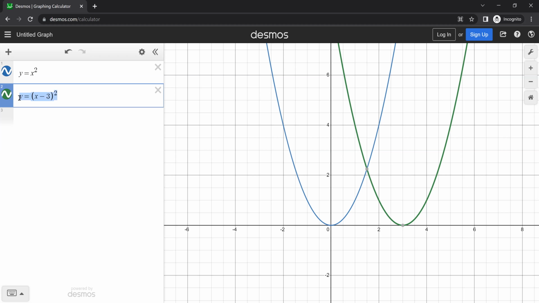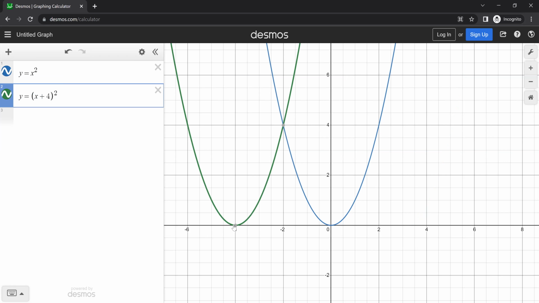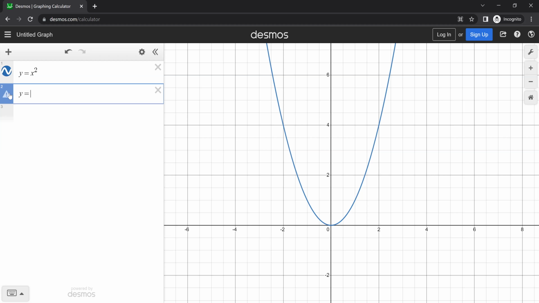All right, now what if it's +4? What do you think will happen? It'll move to the left. How many units? 4. I agree. You can see the vertex has moved left. This has moved right. Good. So let's actually do a couple more here. Let's say it's y equals x squared, but now it's -5. What do you think that will do? Move it down 5 units. Yes.